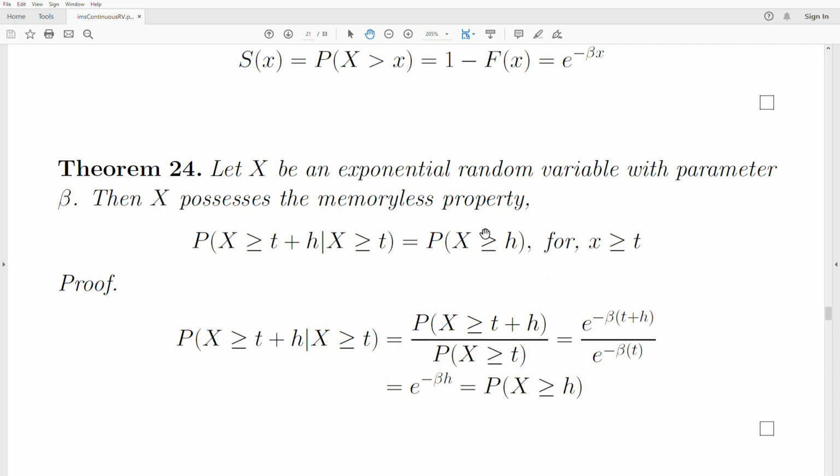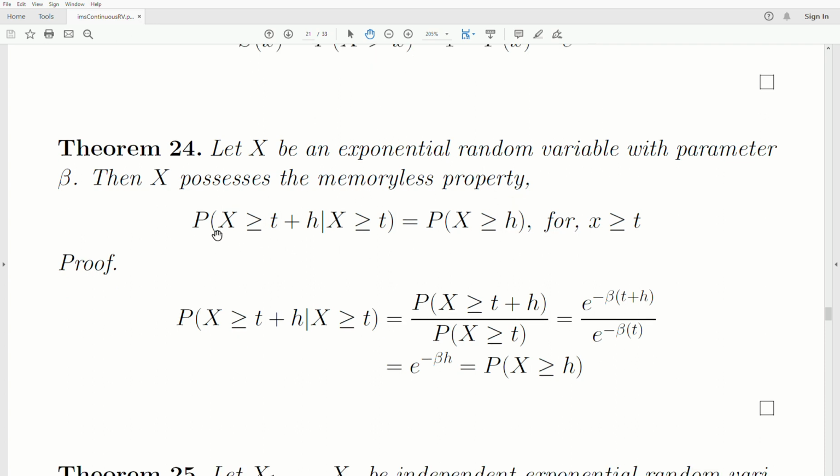Let x be an exponential random variable with parameter beta. Then x possesses the memoryless property, which we'll define as this. The probability that x is greater than or equal to t plus h, given that x is greater than or equal to t, is just equal to the probability that x is greater than h. So you can ignore the t part. This is for x greater than or equal to t.